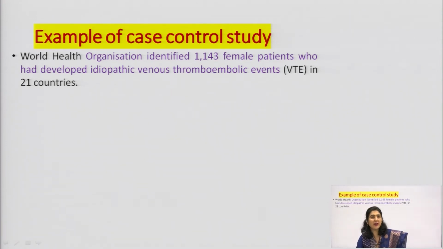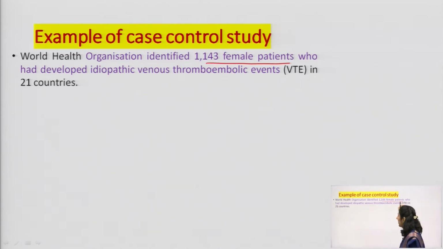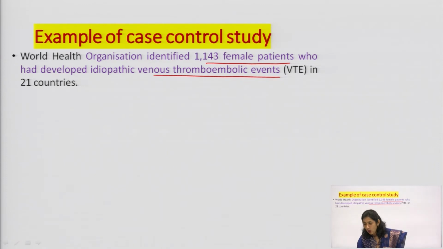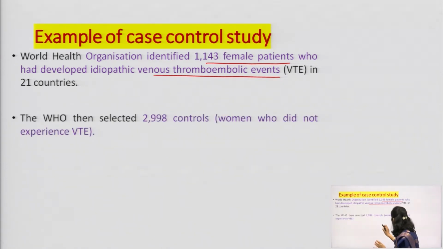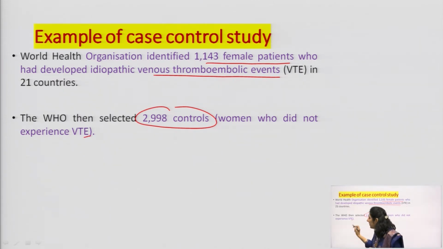The World Health Organization, WHO, has identified 1143 female patients who had developed venous thromboembolic events. Please remember, what happens in venous thrombosis? Clots form in the veins, okay, and WHO collected this data in 21 countries. WHO selected 2998 controls. That means women who were taking some medicines but did not experience this venous thrombosis, they did not get clots.